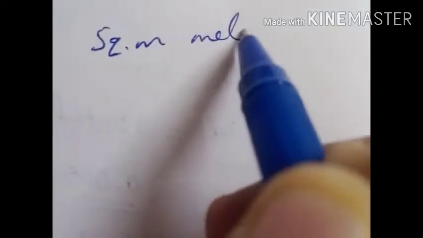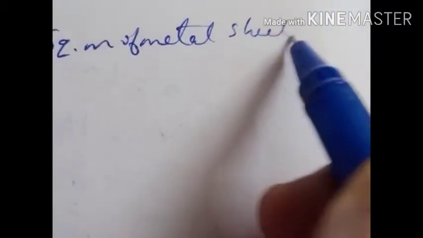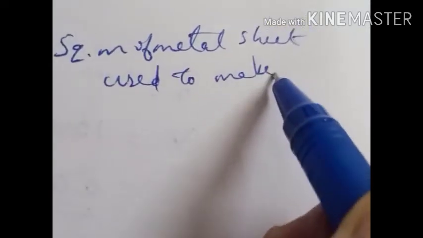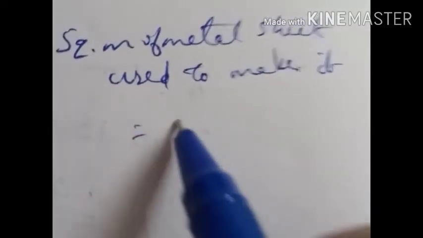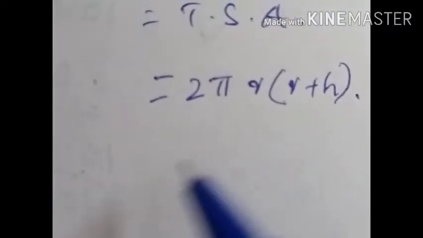Then here we have to find the material. Square meters of metal sheet used to make it. That is equal to the TSA of the cylinder. So that is equal to 2 pi r into r plus h.